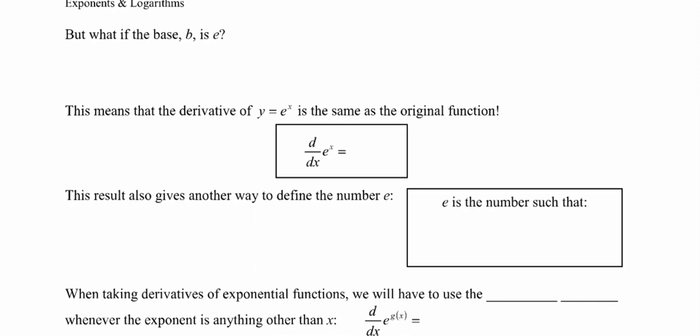Now, what if the base b is e? Well, e is the opposite of the natural log. If you go back a little, we talked about this in Math 30-1. So the natural log of e, if you remember, is equal to 1.